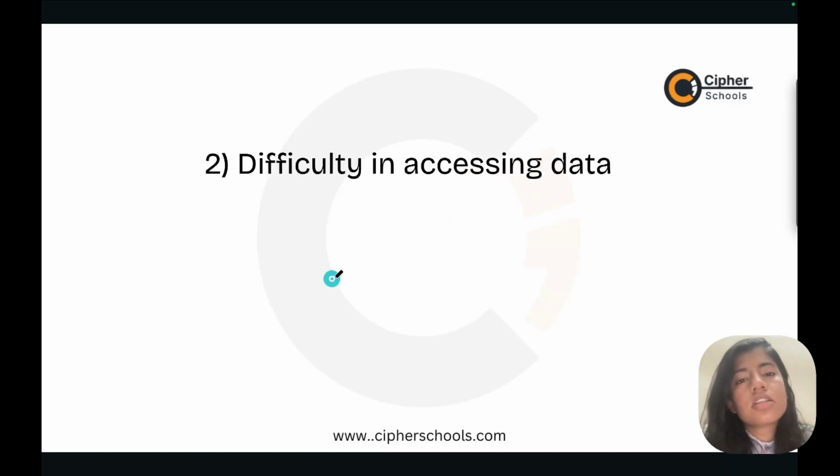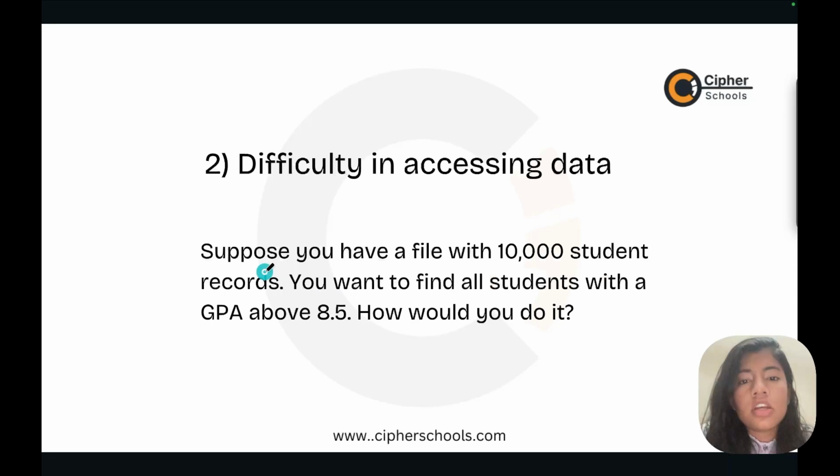Moving ahead, let's discuss difficulty in accessing data. Suppose you have a file with 1,000 student records. Now you want to find the students with above 8 GPA. It's not possible for you to manually go through each row to check if the student has above 8.5 or what. This is not practically possible. So it's better if you have some sorting algorithms or filters, so that you're able to do this task much more conveniently. This is provided by database management systems, which we'll discuss in future.